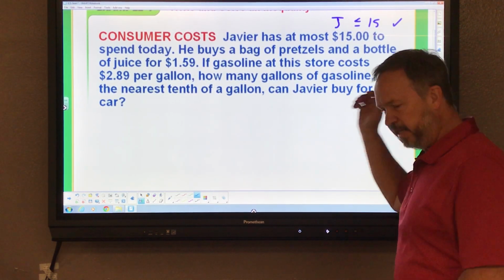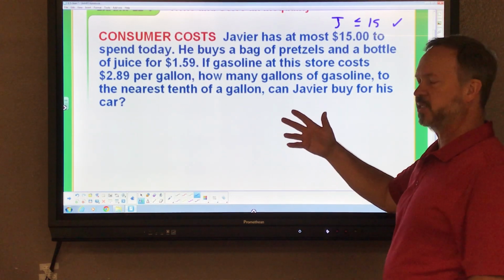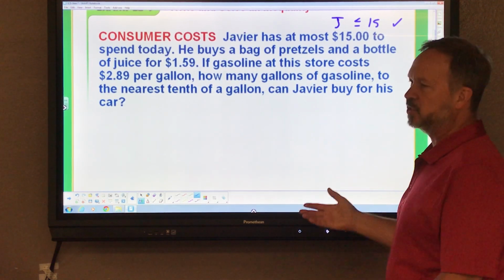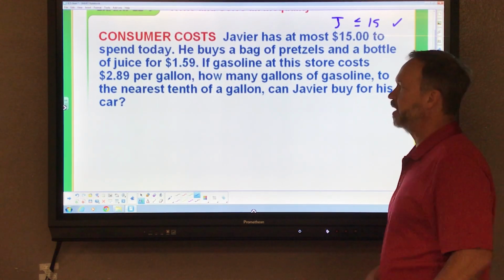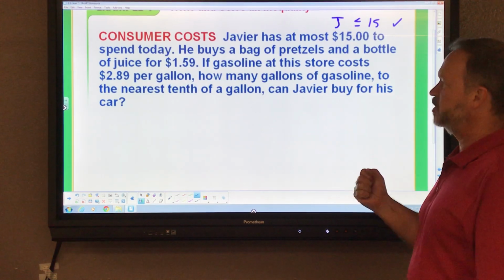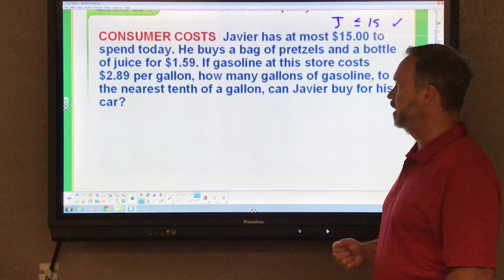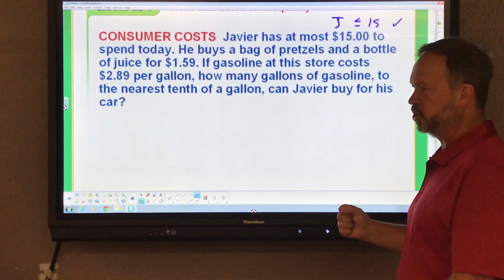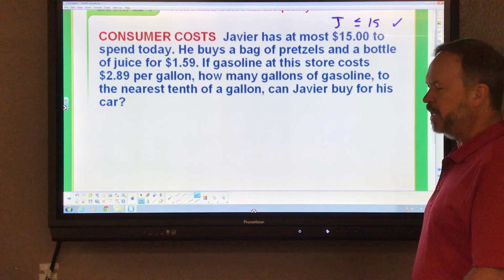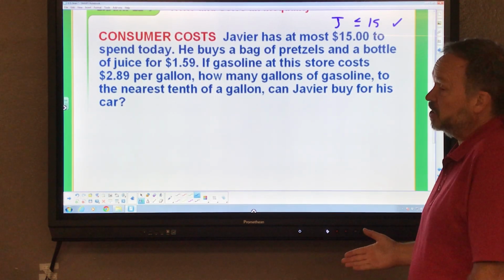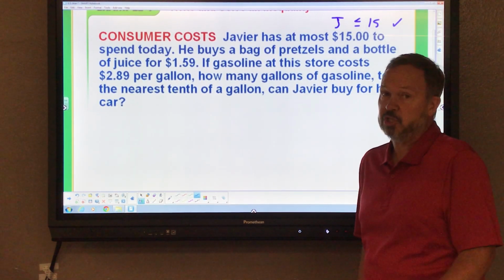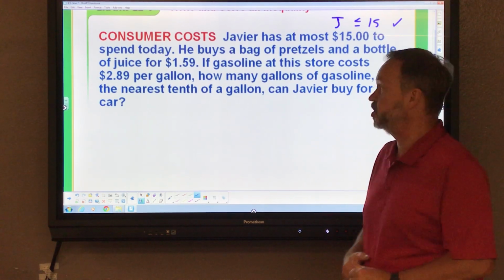So reading that a couple times or 3 times or whatever it takes to sort of process it, Javier stops. He's got his $15 in his pocket. He stops and he wants pretzels and juice. He just really does. And it's $1.59 for the pretzels and juice. And so he knows that he can buy gas, but he can't buy too much gas because he's got to be able to buy his pretzels and juice because Javier wants his pretzels and his juice.